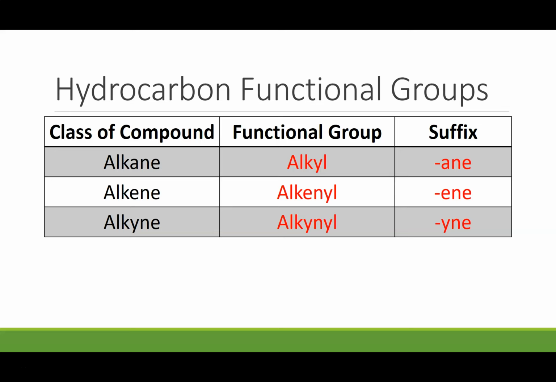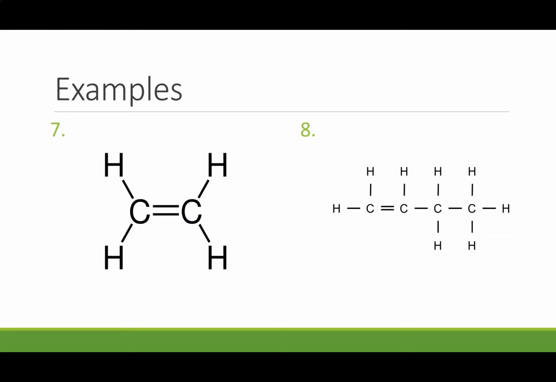The next hydrocarbon functional group is the alkynyl group. The alkynyl group is a triple bond between two carbons. And a compound that has an alkynyl group would be classified as an alkyne. And all alkynes are named with the suffix -yne. So let's look at a few examples from your guided practice packet.